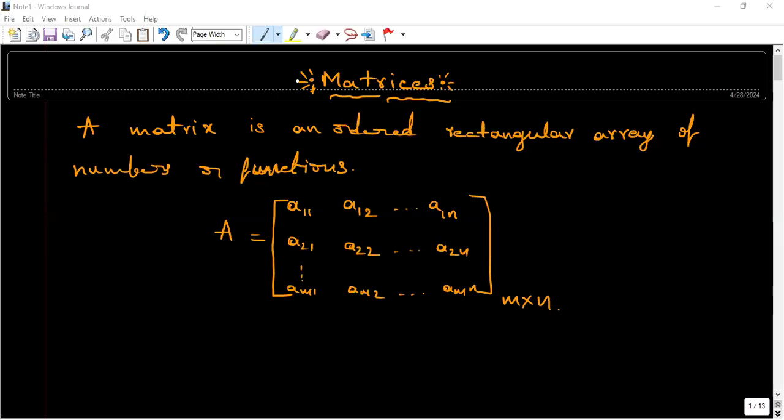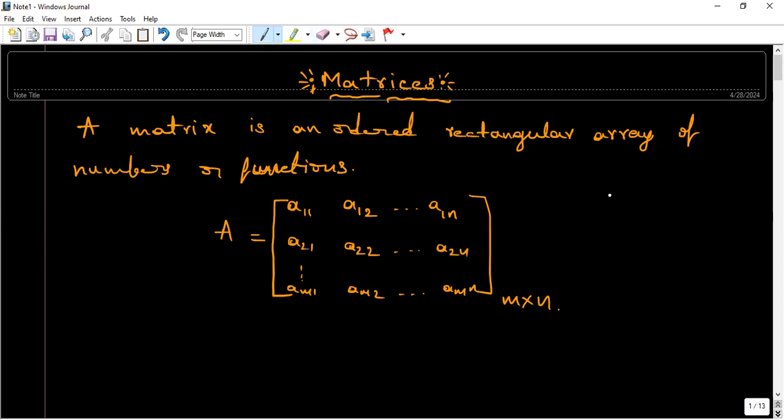Hello everyone. Today I am going to discuss matrices. You can see the definition here. A matrix is an ordered rectangular array of numbers or functions. Simply, let us see one example so you can understand it clearly.